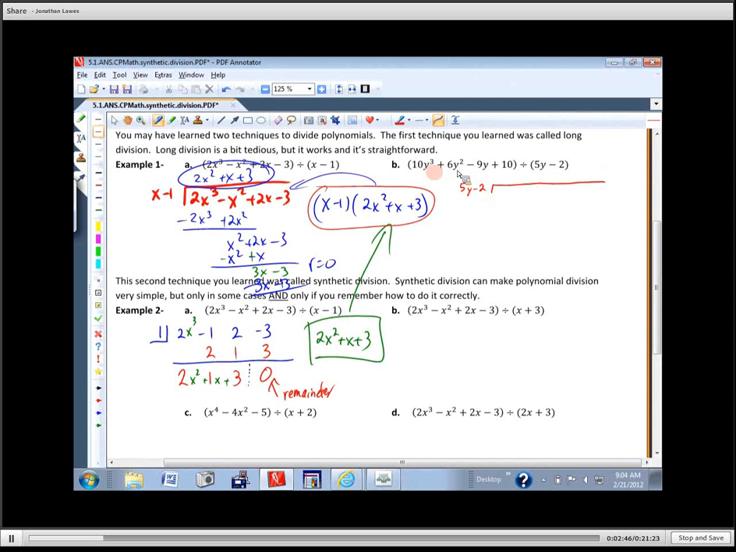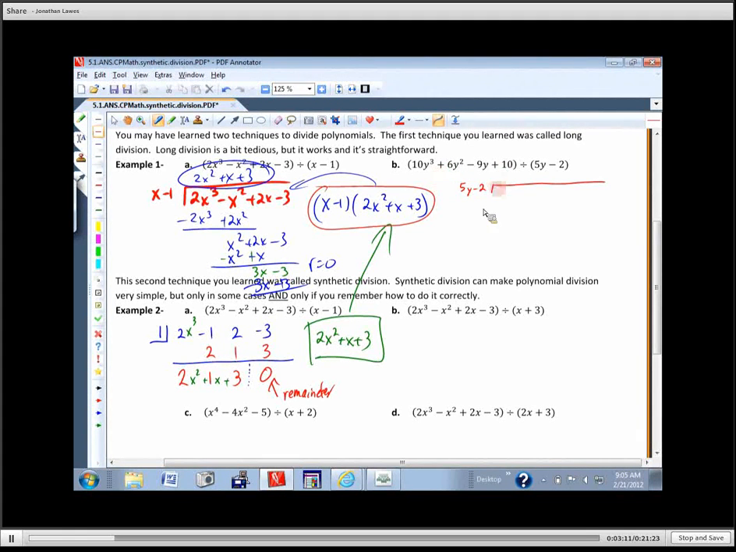And then on the inside, what do you always have to check and make sure of when you're writing down this inside thing? They've got to be in order, and it's got to be complete. If we're missing a power, what do we do to save a place for that power? We put in a 0.